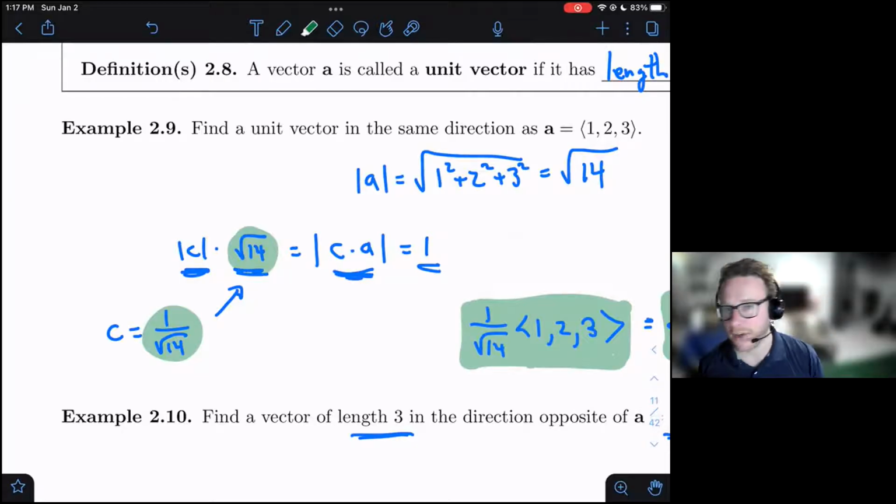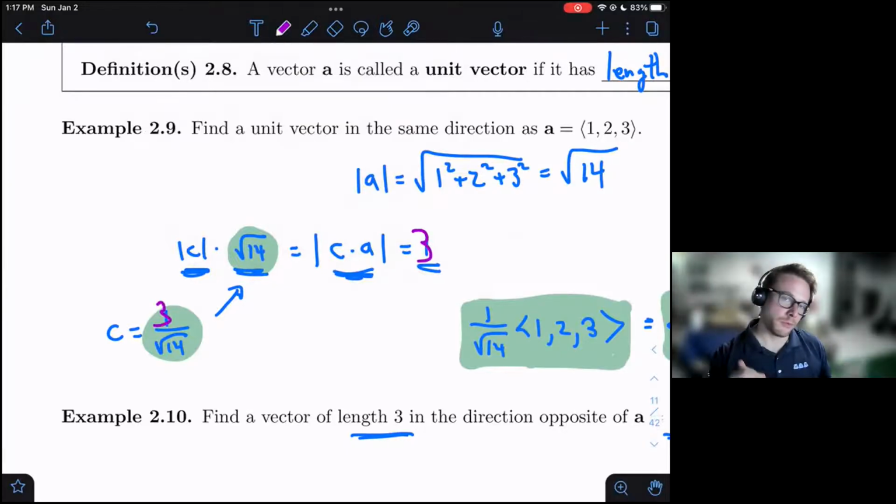So you can imagine, if I wanted to get 3 out at the end of the day, I'm just going to temporarily put a 3 here, for instance. Well, if this right here was a 3, then again, the root 14s will perfectly cancel out, and I'll be left with just 3. So the length of the vector here will be 3.